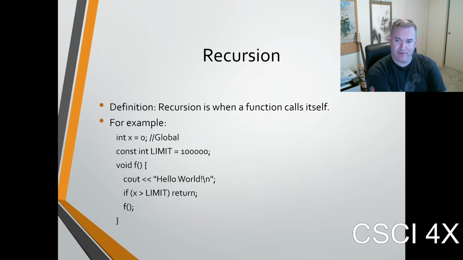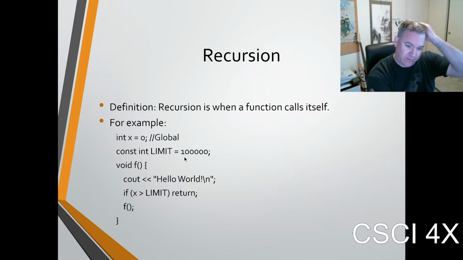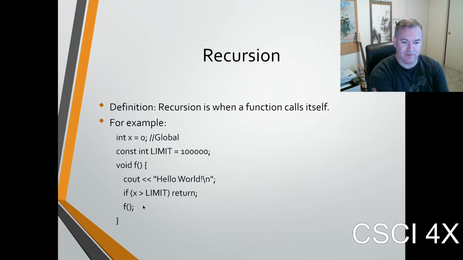Main calls f. It prints out hello world, which is at least one. Is 0 greater than 100,000? No, so it doesn't return. So then it calls itself. Prints out hello world. Is 0 greater than 100,000? Nope, calls f. Prints out hello world. Is 0 greater than 100,000? Nope, calls f. X does not change. Yeah, x is supposed to be changing. We can tell that x is supposed to be changing. X is not changing. So this is in fact an infinite loop.